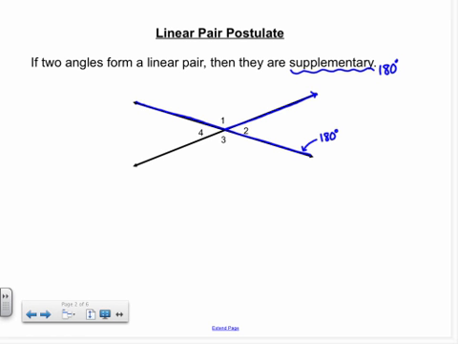Using our picture, I can write out what this would look like algebraically. Let's use angles 1 and 2. Since I know they make a linear pair, I know that the measure of angle 1 plus the measure of angle 2 equals 180 degrees. We could do this for each one of those pairs that we talked about on the last page.